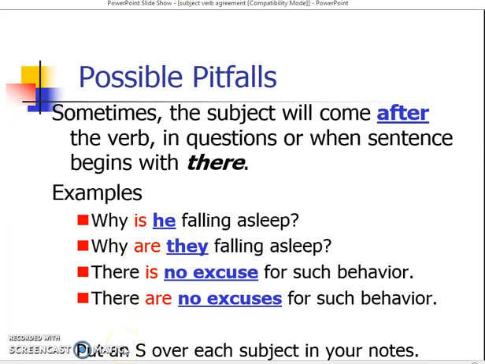There is no excuse for such behavior. There is not the subject of your sentence. Excuse is your actual subject. So we would say, no excuse is. And here, no excuses. Excuse is your actual subject, so excuses are. All right, in your notes here, please go ahead and put an S over each subject so you remember what it is.